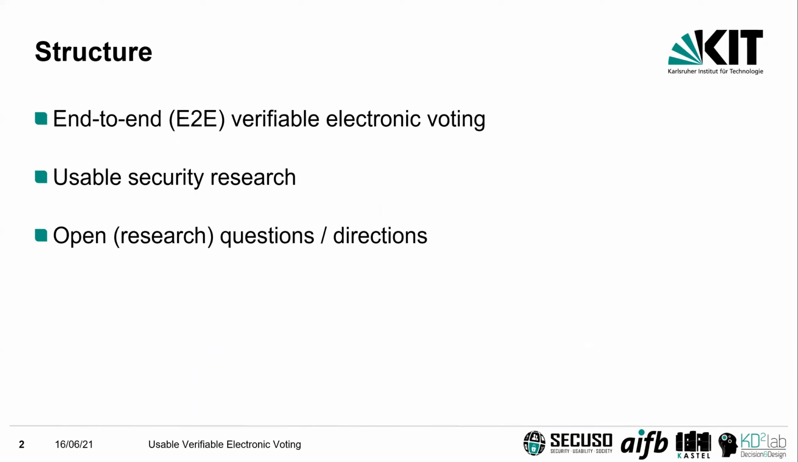I will briefly talk about end-to-end verifiable electronic voting. I am pretty sure you have heard a lot about it, but I will try to talk more from a user's perspective about end-to-end verifiable systems. Then I will talk about results from our own usable security research. There is other research, for instance from the group of Peter Ryan in Luxembourg, but the focus of this talk today is our own usable security research. And at the end, there are some open research questions and directions that we are going to discuss afterwards.